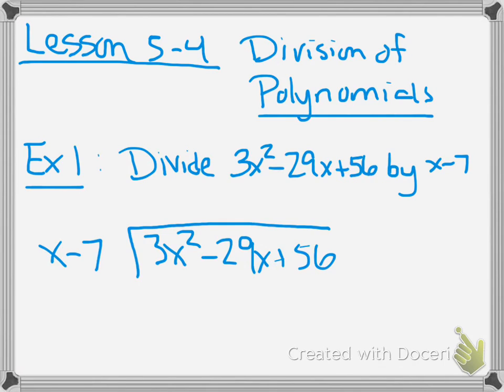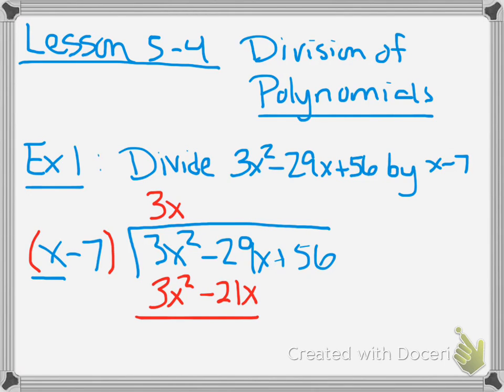Now, when we do this, we want to focus on strictly the first term. So we ask ourselves, x times what gives us 3x squared? The answer, of course, is 3x. I'm going to put this in parentheses because it's going to remind us that we have to use the distributive property. We take our quotient, 3x, times our divisor of x minus 7. We get 3x squared minus 21x.